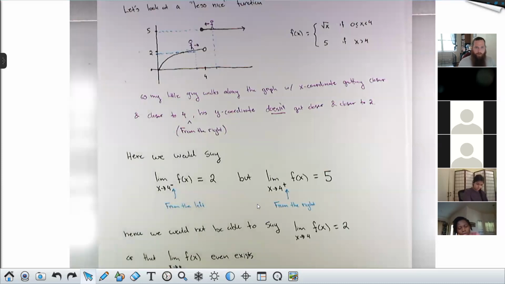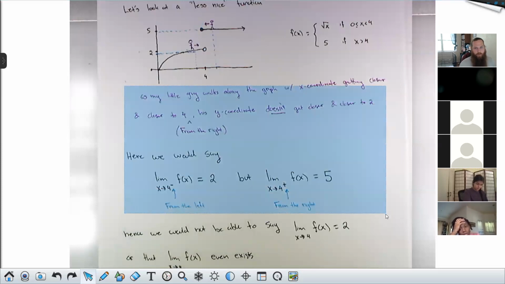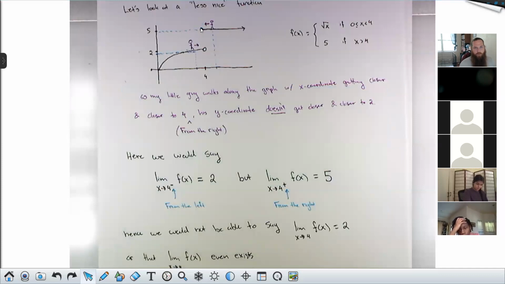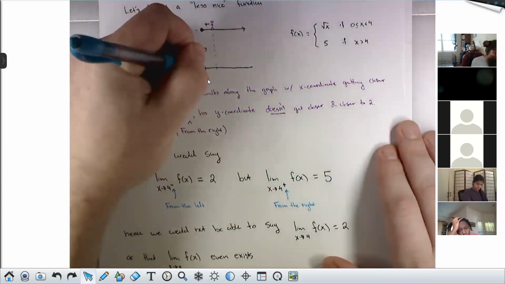Okay. Let me connect this back to the topology thing for a minute. Notice that none of this argument cares which point is filled in. Right? Nowhere in this process did I refer to which point is filled in. In other words, I don't care what happens at 4. I only care what happens nearby.